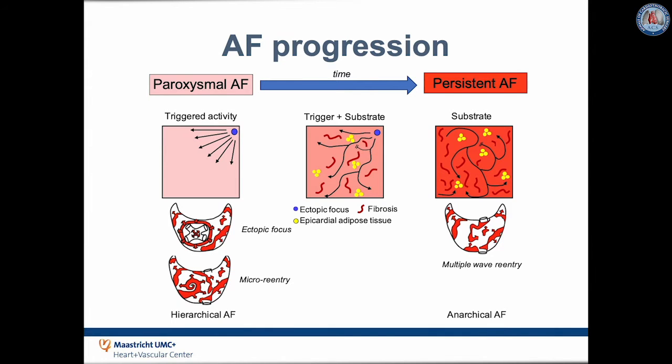AF progresses over time. During paroxysmal AFib, it is generally believed that there is a hierarchical form of atrial fibrillation, in which one trigger initiates paroxysms of atrial fibrillation that then spontaneously cardiovert. Such a trigger can be an ectopic focus or micro-reentry. With the progression to more persistent forms of AFib, it is believed that the substrate is taking over, and during persistent AF, the substrate is driving atrial fibrillation. And this creates a more anarchical organization of atrial fibrillation.